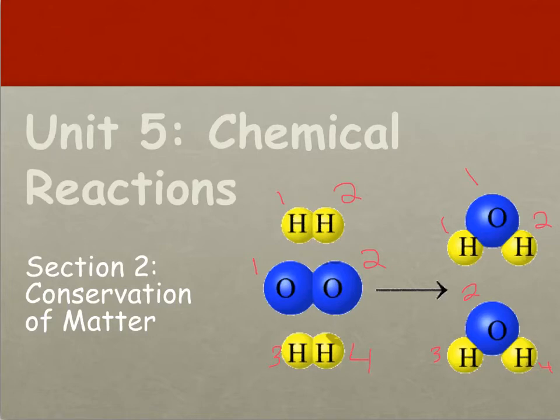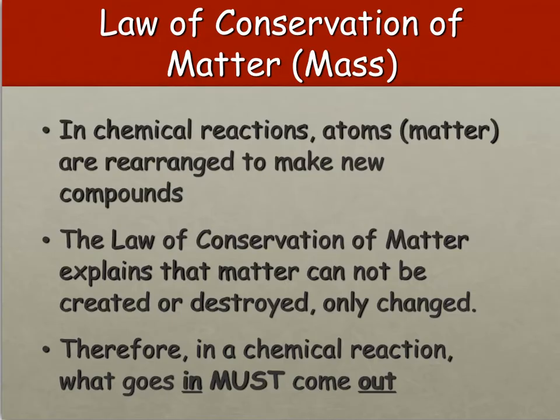The general idea here is that whatever we put in on the reactant side, we will get out on the product side. So we always need to make sure that they are equal to one another. Like I said on the previous slide, according to the law of conservation of matter, or sometimes called the law of conservation of mass, in chemical reactions, atoms will be rearranged to make new compounds. That's a really important point. We are saying that they are rearranged. We are not saying that they are created or that they are just appearing out of thin air. We're just rearranging current atoms in their current configuration to make new ones.